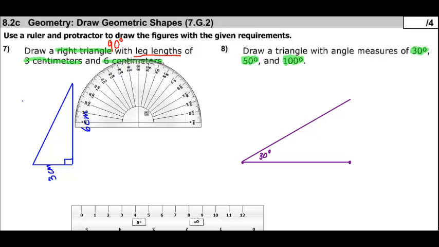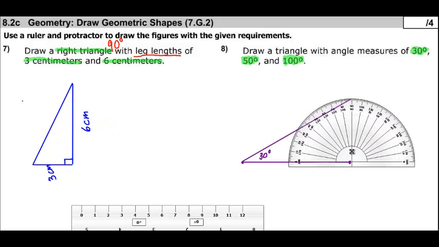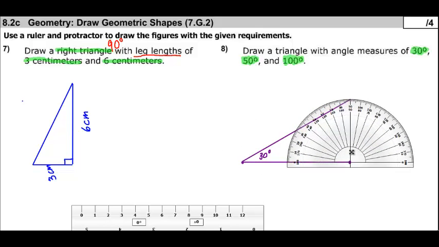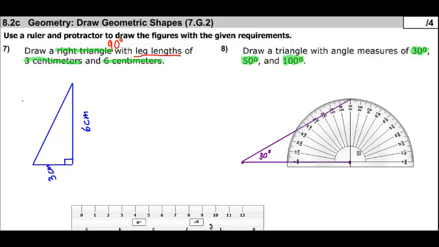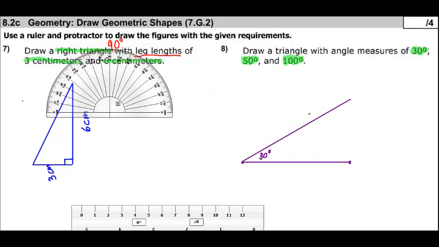That's the 30-degree angle. Then I'm going to grab my protractor again, put it at the other end, fixed on the line with the dot right there, and I'm going to make a 50-degree mark. So here is 50 right here. Move the protractor out of the way, grab my ruler, or in this case my line tool, go through that, label it right away.